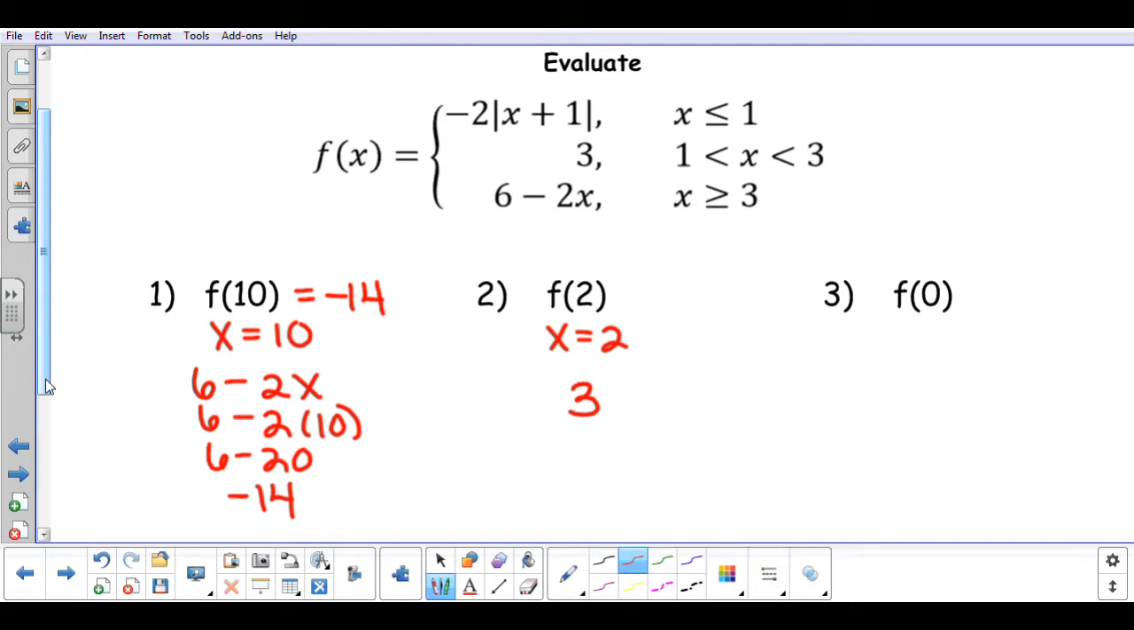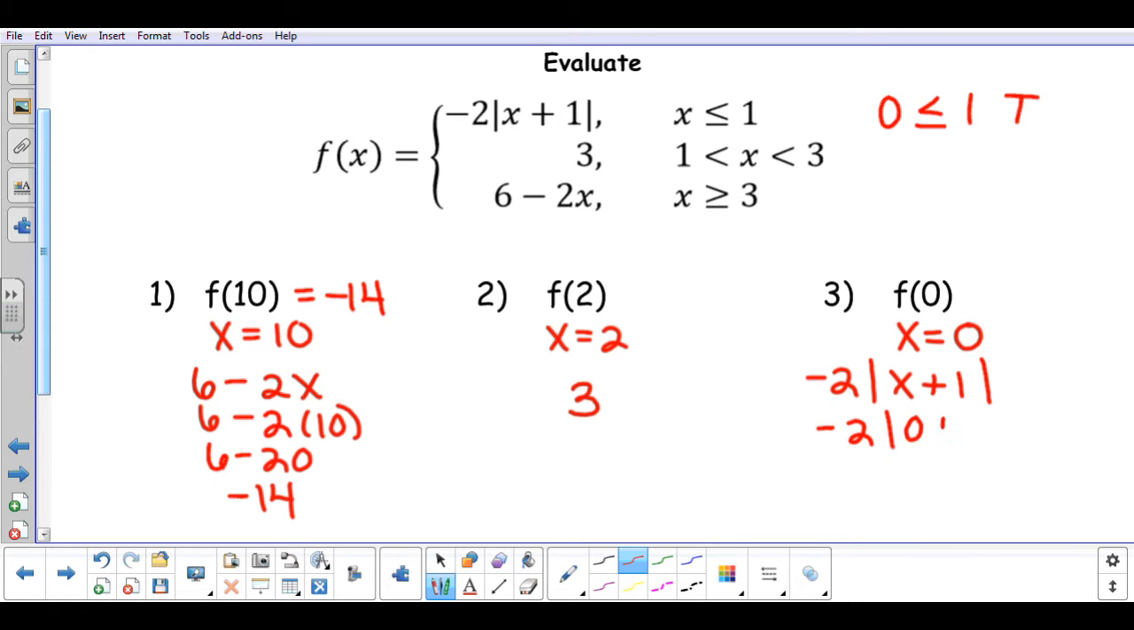Now my last one here, I have f of 0, so my x is going to be equivalent to 0, and I'm going to plug in. So if I start at the top again, 0 is less than or equal to 1. I start out with a true statement. So I'm going to be using this very first equation, which is -2 times the absolute value of x plus 1. I can plug in the 0 for my x. So I have -2 times the absolute value of 0 plus 1.